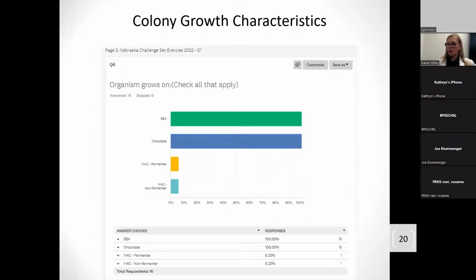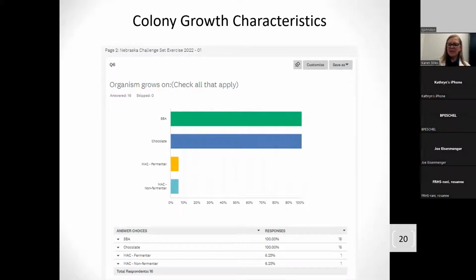So what did it grow on? A majority of you said yes, it grew on blood and chocolate. And I had one person that said it grew on MacConkey. So this one should not grow on MacConkey. And no big deal if you actually experience something growing on MacConkey. This is what I would do. I just go back and see if possibly we got it contaminated. Might have something in there.